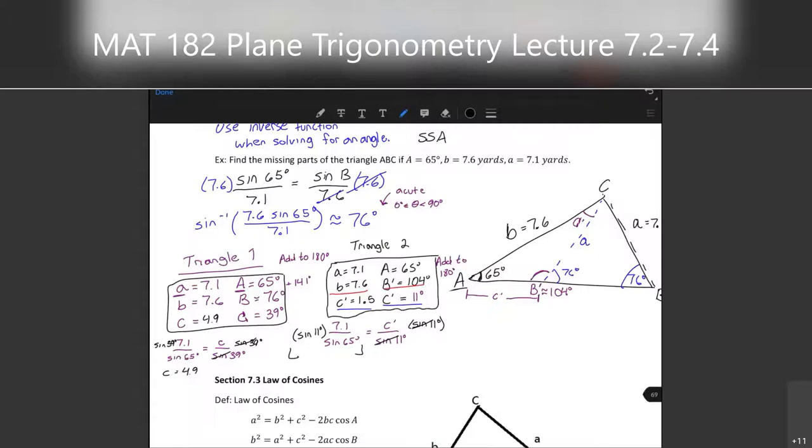All right, so this looks like a good time for a break. So we'll take 5 minutes here, let you guys stretch out, and we'll come back with the next section. So we'll come on back at about 8:55, and we'll start with the law of cosines.